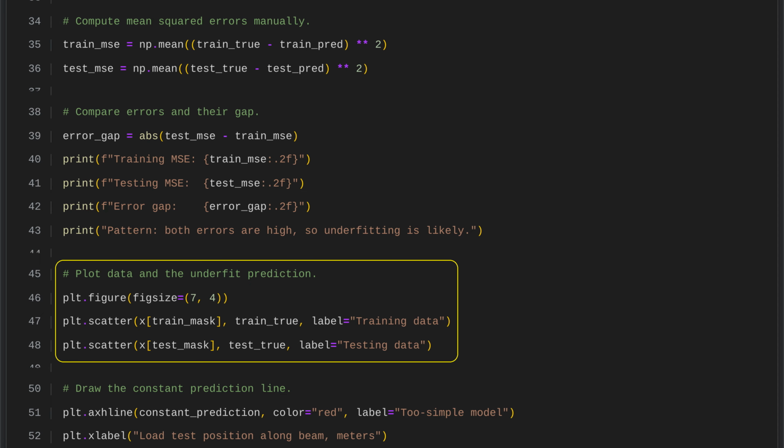Set up a plotting area, then show the training and testing data as separate scatter plots on the same graph. Labeling each group makes it easier to compare the actual measurements from both datasets visually.